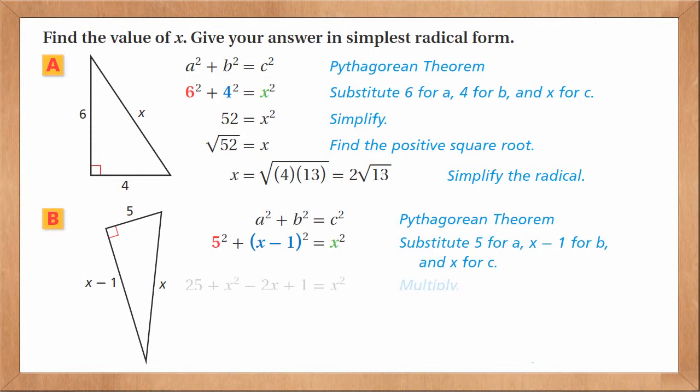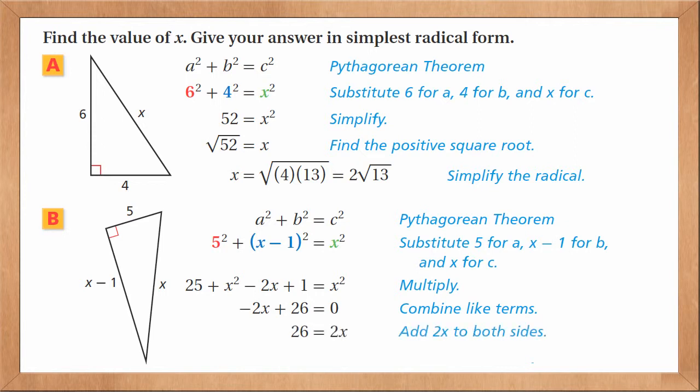We're going to FOIL that out. And so 5 squared is 25. But when I FOIL out x minus 1 squared, I get x squared minus 2x plus 1 is equal to x squared. Simplify the equation by subtracting x squared on both sides. I end up with negative 2x plus 26 is equal to 0.